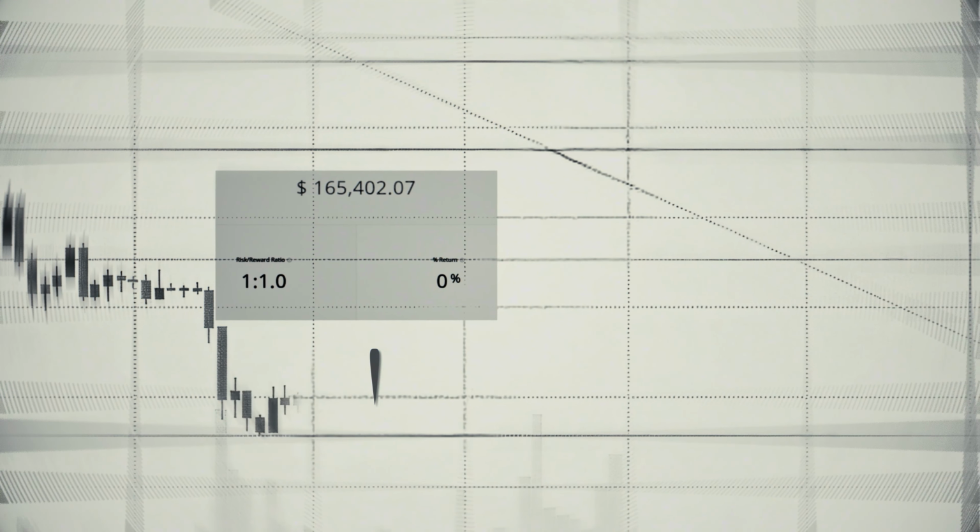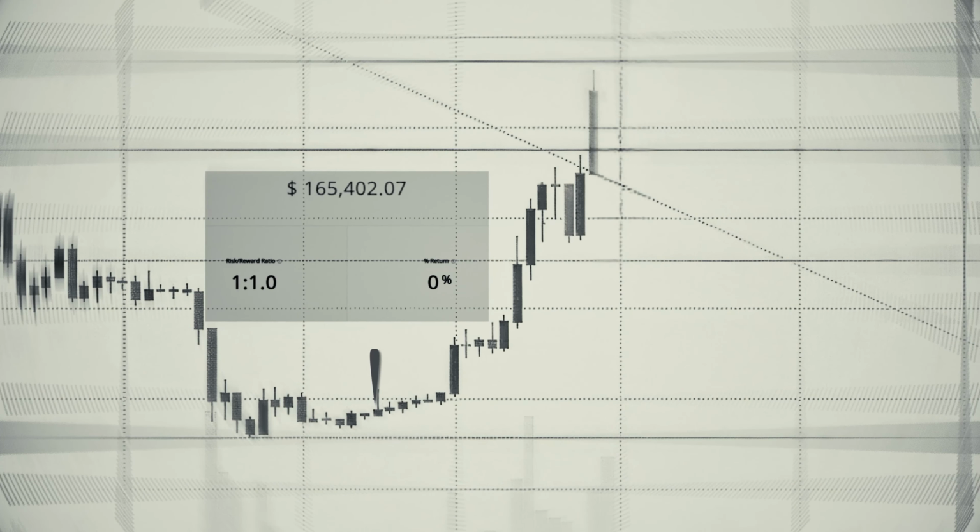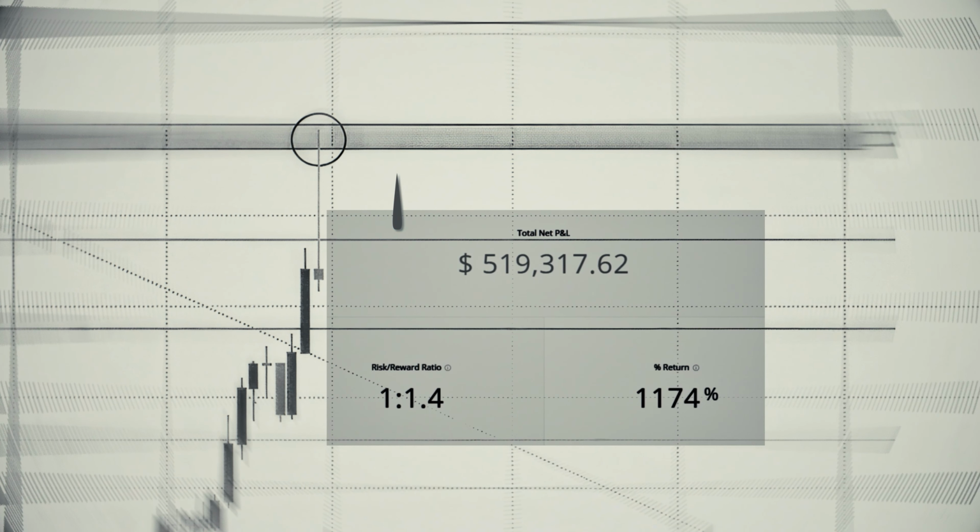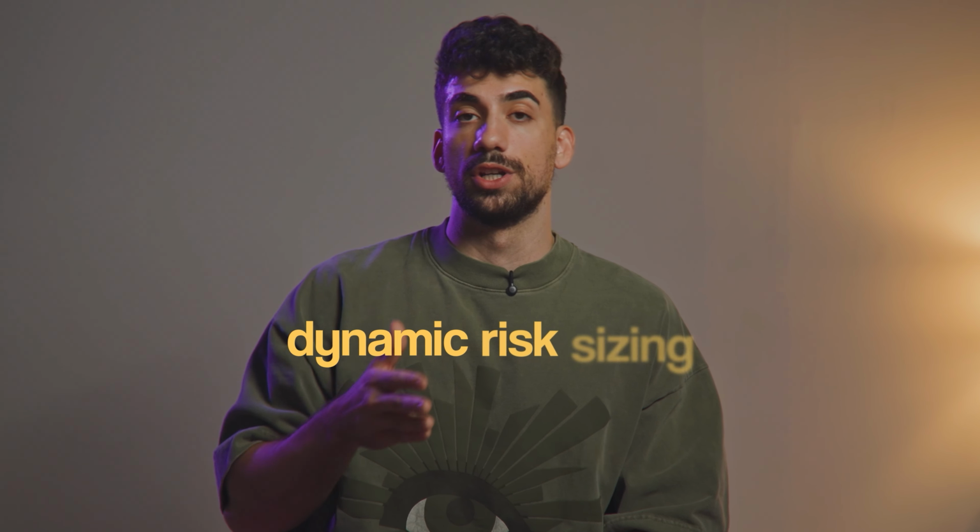This is the exact approach I use to grow small accounts and turn them into six figures without blowing them up. The biggest mistake I see traders make is they use the same exact position size in all their trades. And this drives me insane. But don't worry, I used to make the same mistake when I first started trading. Then I actually understood that you should have something that I personally like to call dynamic risk sizing.